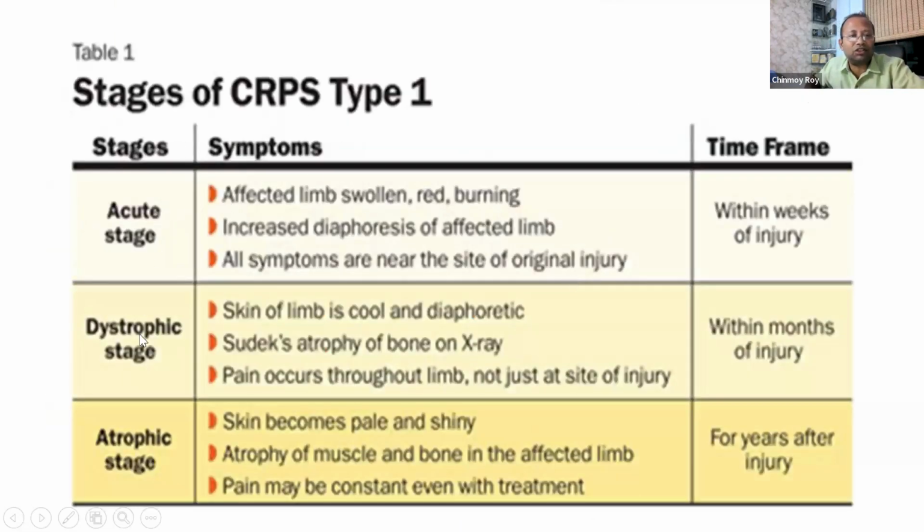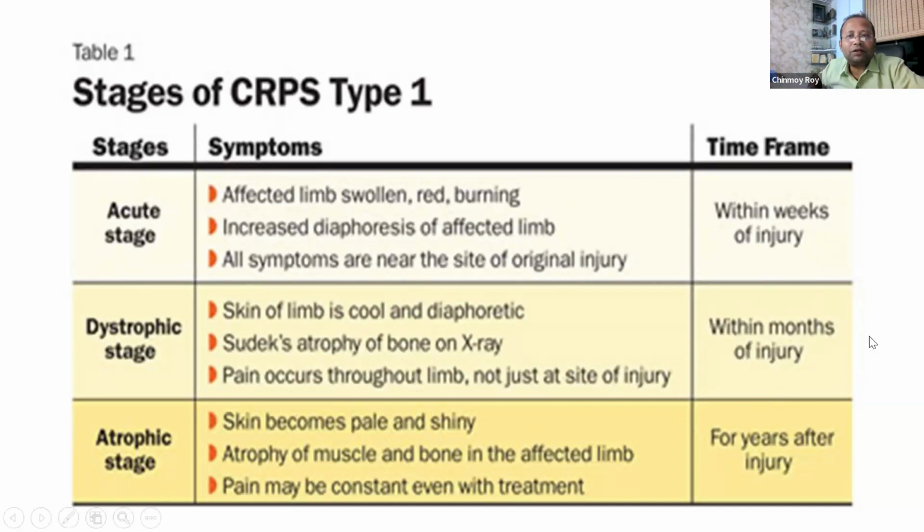Stages: acute stage, dystrophic stage, atrophic stage. The main thing here: acute stage within weeks of injury, then within months, and then for years. The acute stage you have already understood. This is very easy to understand: red, burning, pink discoloration. You remember, acute stage is pink, meaning everything is more. There is vasodilation and more blood, so temperature is high, sweating is more, and there is pink discoloration.